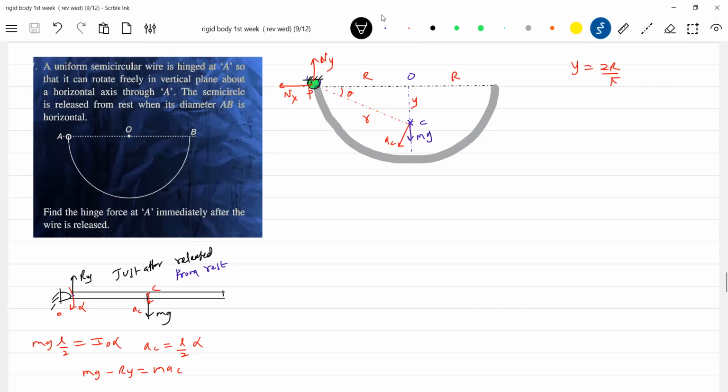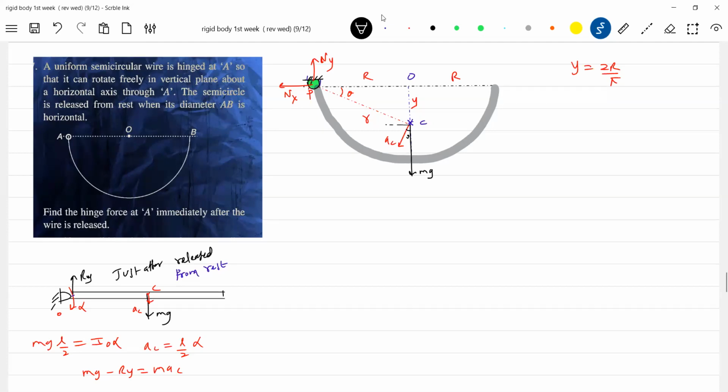So let's write the equations of motion. This is theta, this is theta, this will be theta. So mg minus Ny equals m a_c cos theta. Then Nx should be equal to m a_c sin theta.